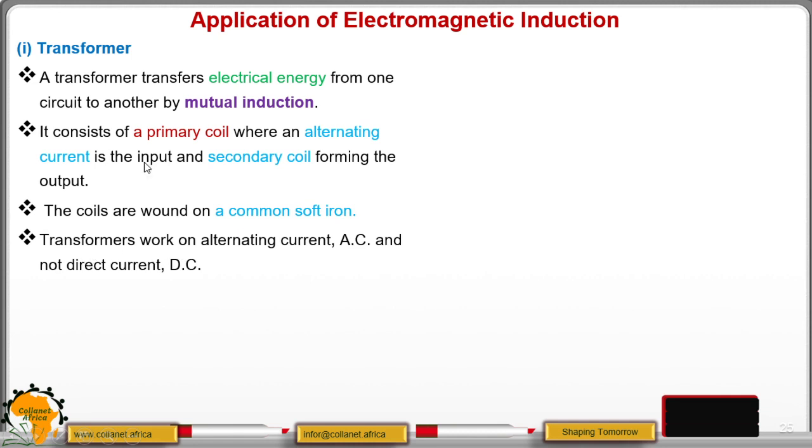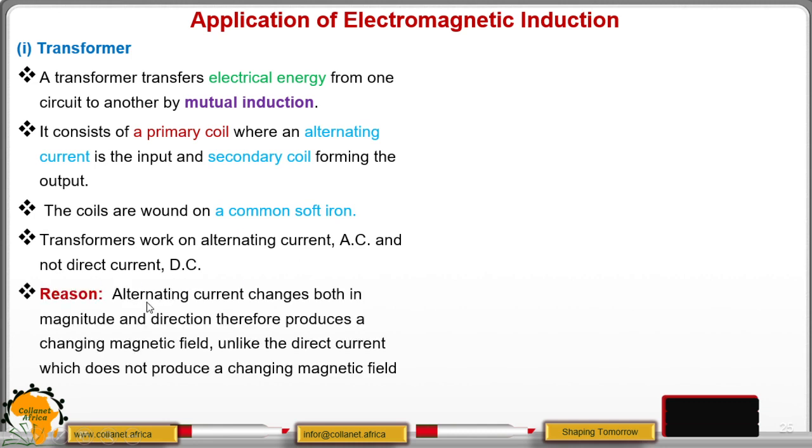We have seen that a transformer works on an AC current and not DC current, because an AC current changes in both magnitude and direction and therefore produces a changing magnetic field. Remember, when we were talking about Faraday's law of electromagnetic induction, we found that an induced EMF is produced when we have a changing magnetic field. So the AC current is the one producing a changing magnetic field, and therefore it is able to give us what we are calling the induced EMF. That induced EMF is transferred to another circuit through mutual induction.